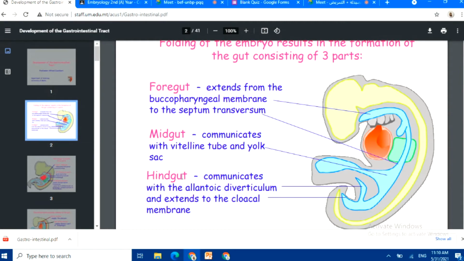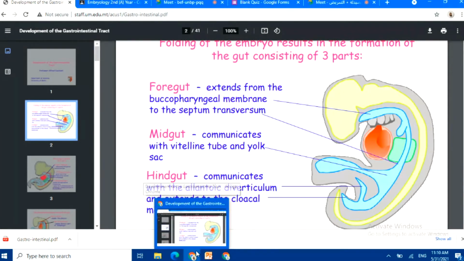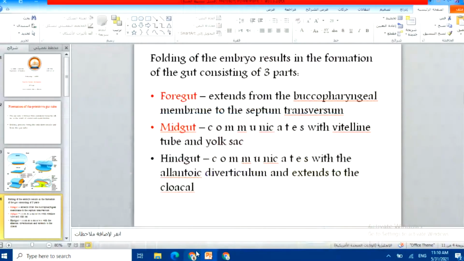The hindgut will communicate with the allantoic diverticulum, and will also extend to the cloacal membrane that will form the future anus. Okay, so all you need to know about foregut, midgut, and hindgut is that each part will have derivatives, meaning that it will form a part or an organ inside the digestive system tract. Clear?